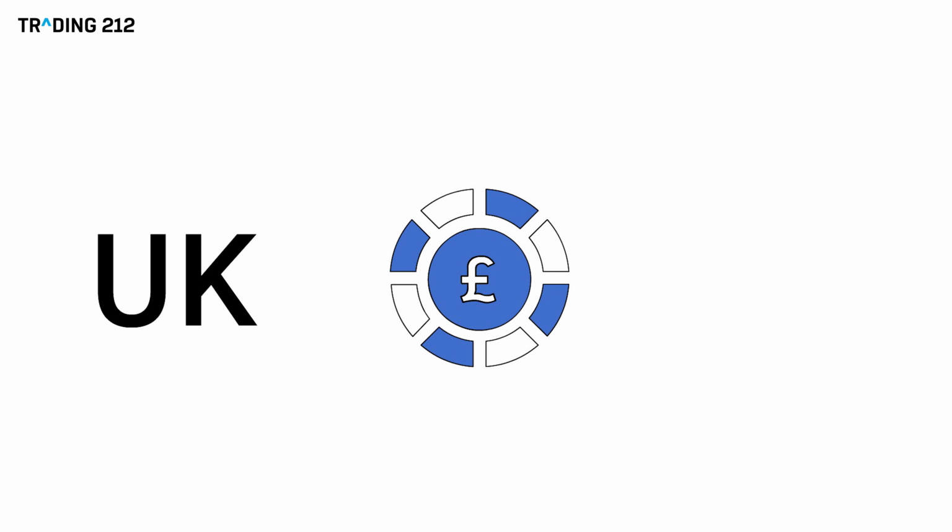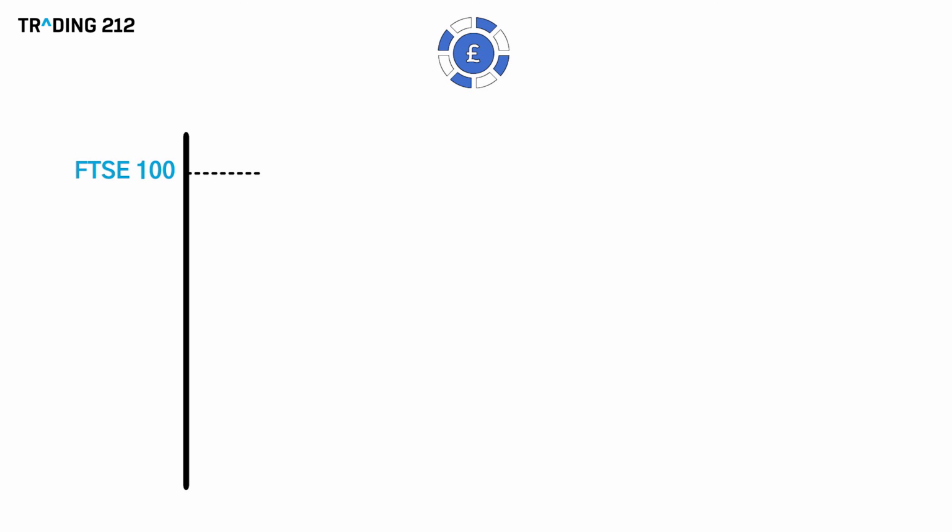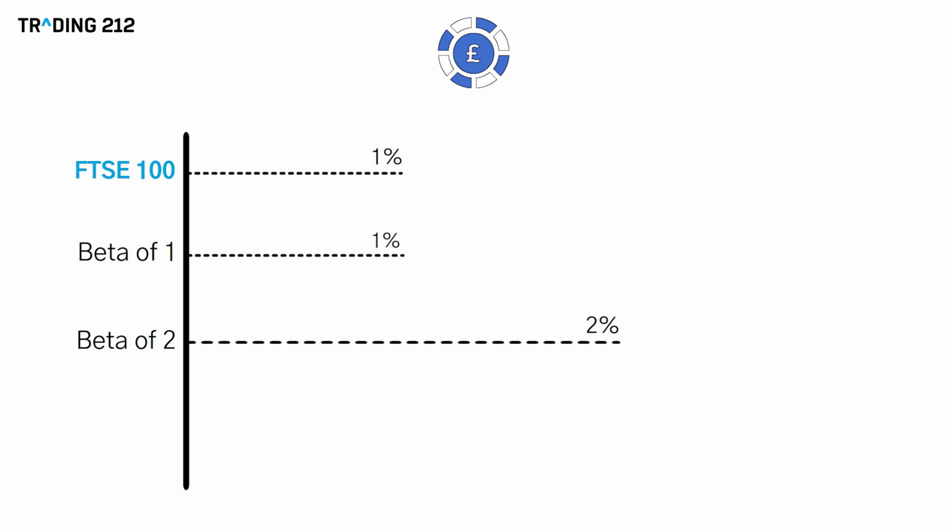Beta measures a stock's volatility, that is the degree to which its price fluctuates in relation to the overall stock market. If you're buying a blue chip stock from the UK, then the benchmark index from which to judge the beta of the stock is the FTSE 100. Let's say the FTSE 100 moves 1% on a particular day. A stock with a beta of 1 should also move 1%. A stock with a beta of 2 would move 2%, and a stock with a beta of 0.5 would move 0.5%.